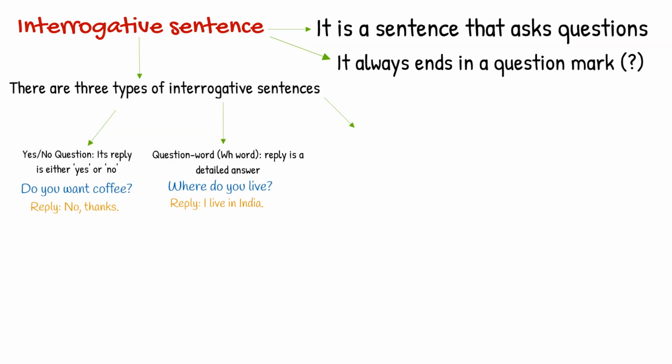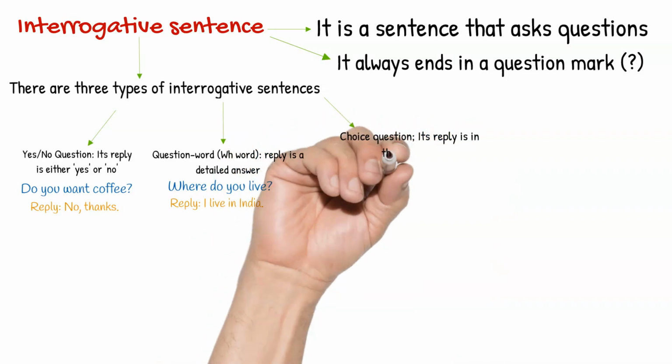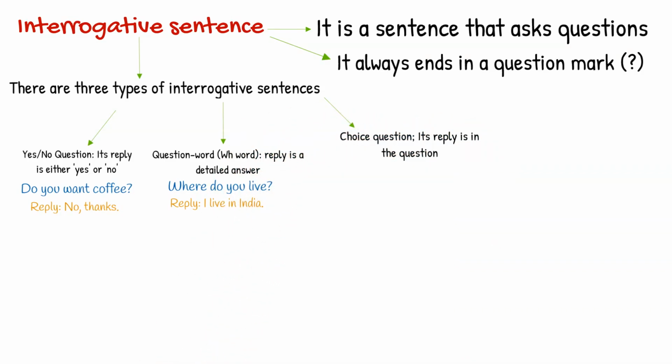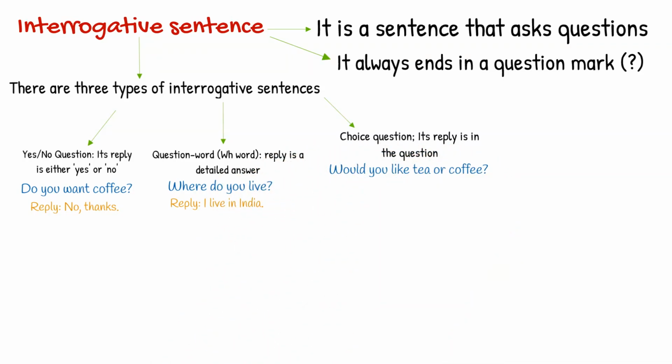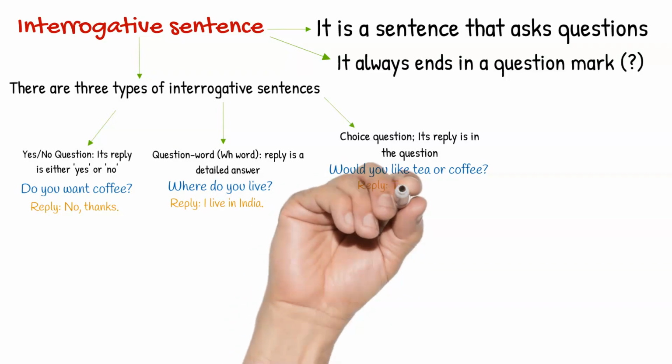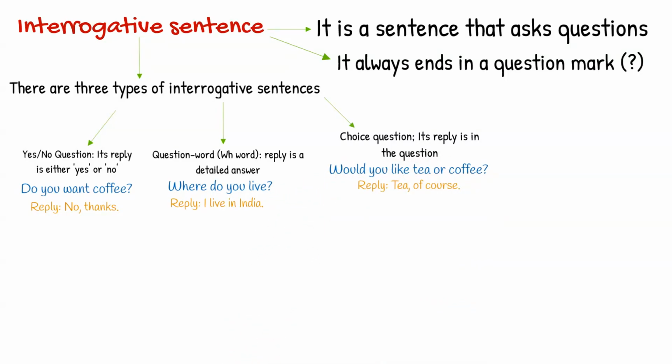Another type of question is a choice question, the reply of the respondent lies in the question. Example. Would you like tea or coffee? The reply may be tea, of course. So it is quite clear that the reply of the respondent lies in the question itself. That means the respondent has to choose which options are mentioned.